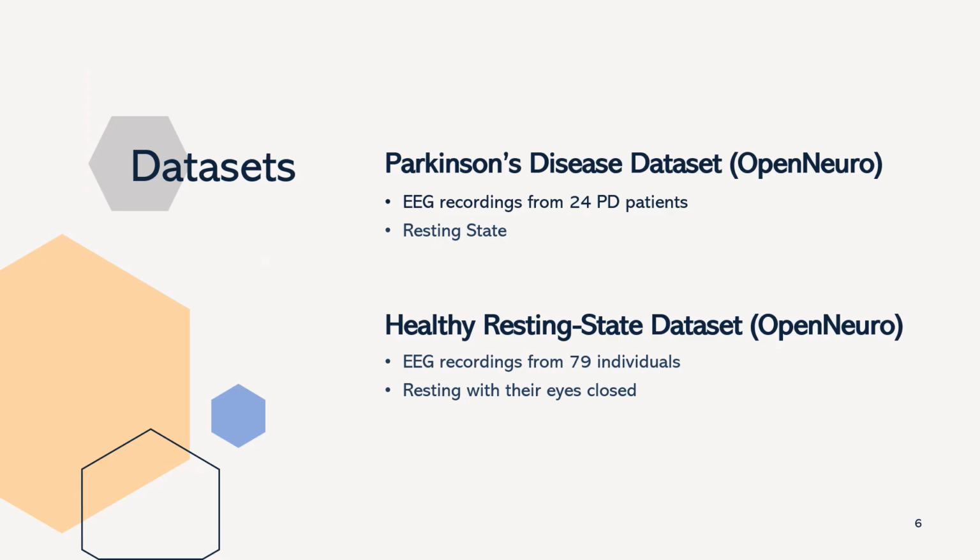So for the datasets I will be using, there are two of them, and both come from OpenNeuro. So I will be comparing EEG recordings from 24 Parkinson's disease patients against EEG recordings from 79 healthy patients. And from both of these datasets, patients were told to sit down, eyes closed, and rest.